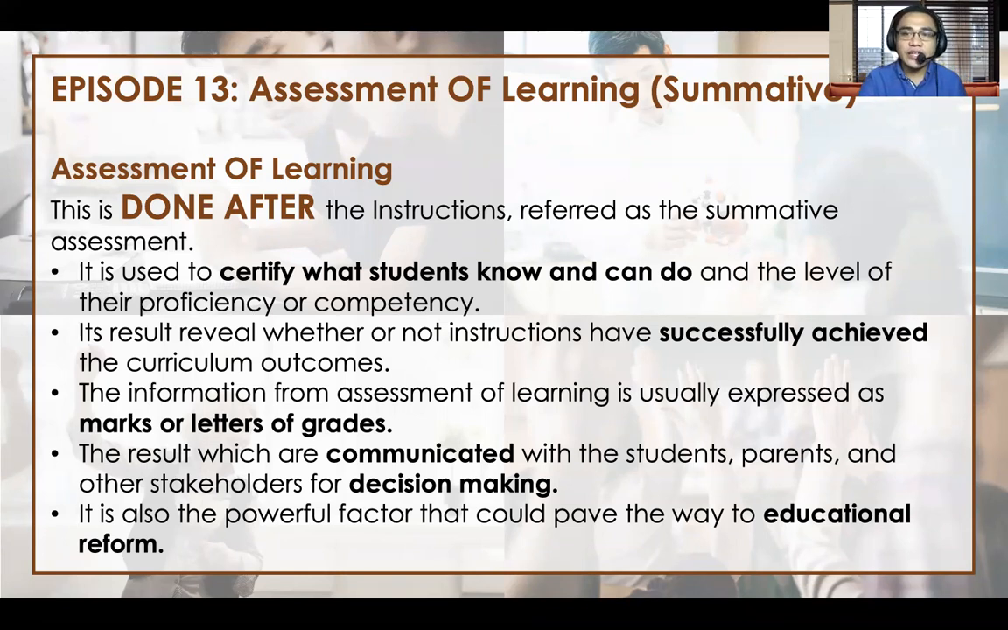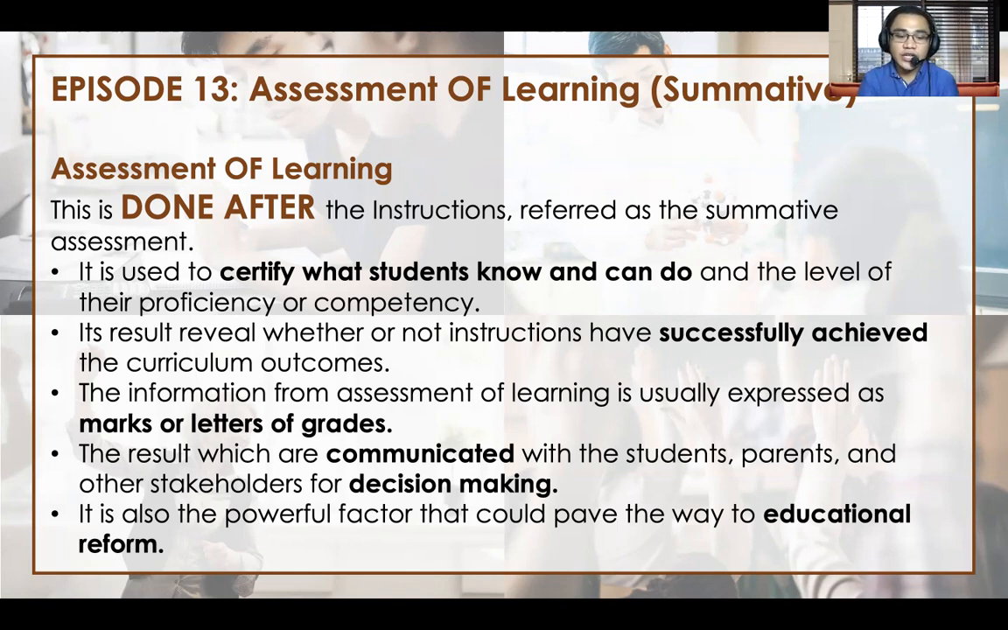Take note that as teachers, we have to check the learner's learning progressively. That's for the formative assessment. But the summative assessment is at the end of the instructions, okay, the totality of the instructions. And we're providing a summative assessment.